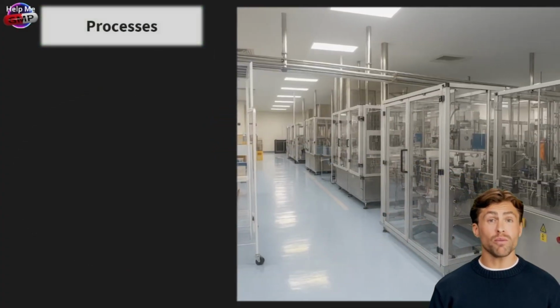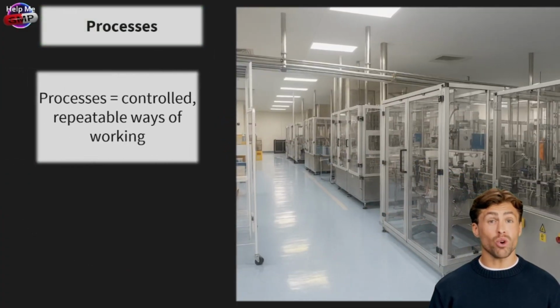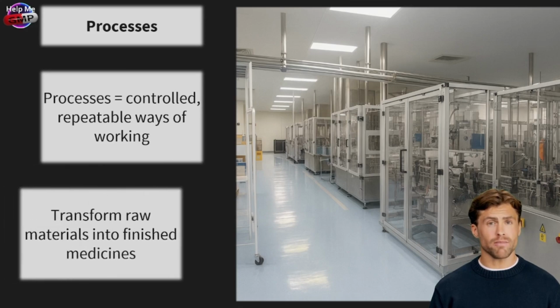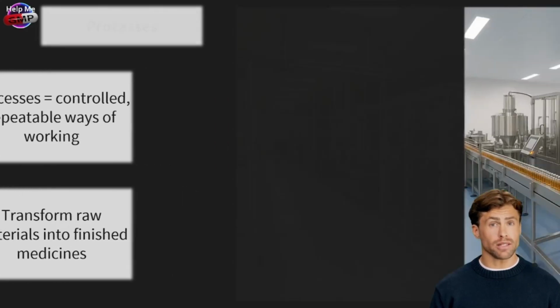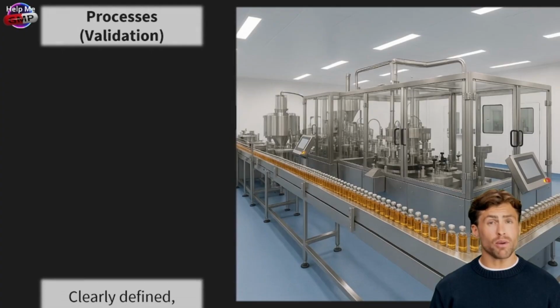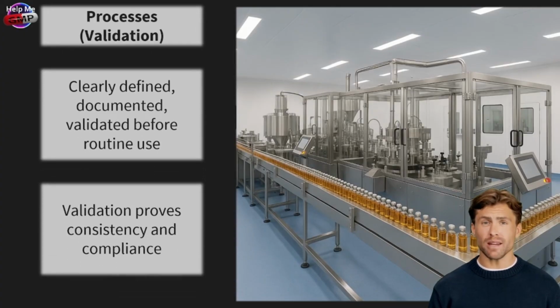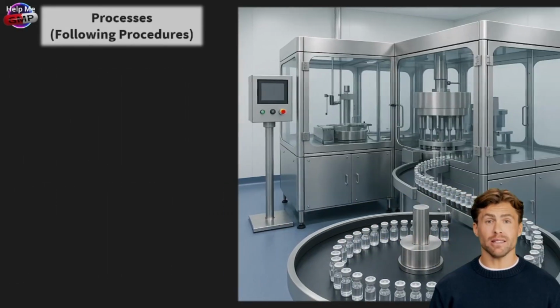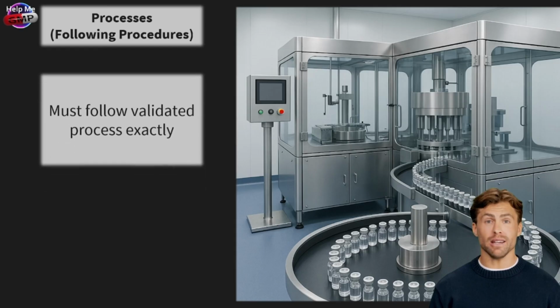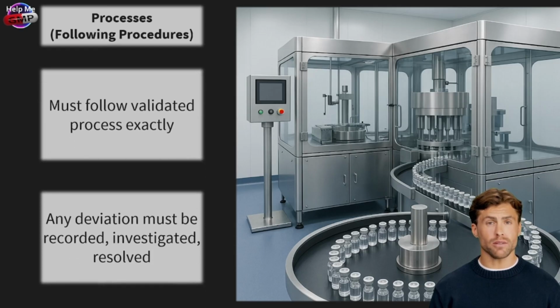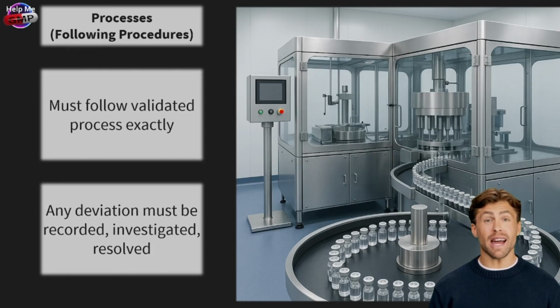Processes are the controlled, repeatable ways of working that turn raw materials into finished medicines. They must be clearly defined, documented, and validated before they are put into routine use. Validation demonstrates that a process can consistently produce a product that meets all specifications. Once validated, the process must be followed exactly as described in the approved procedures. Any deviation, no matter how small, must be recorded, investigated and resolved before the product can be released.